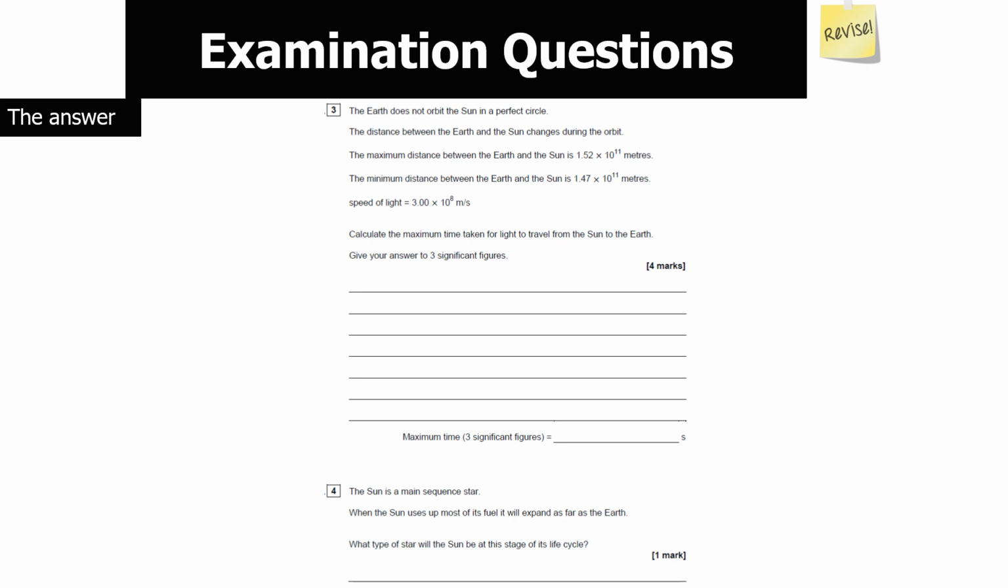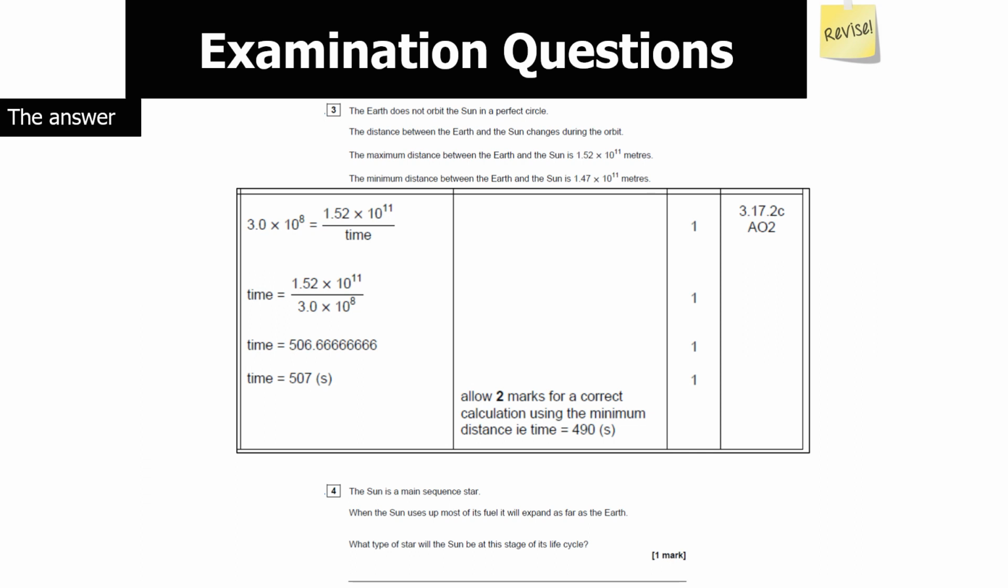Right, so how would you answer this question? Well, we know that speed equals distance over time, and we need to work out time. We've got speed and we've got distance. But the important thing to note is, what distance do we use? Well, we're trying to work out the maximum time. So the maximum time will occur with the maximum distance, because if you've got a further distance to travel, therefore it's going to take a longer time. So you substitute in the values, ensuring the maximum distance into your equation.